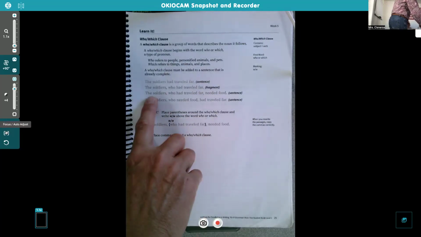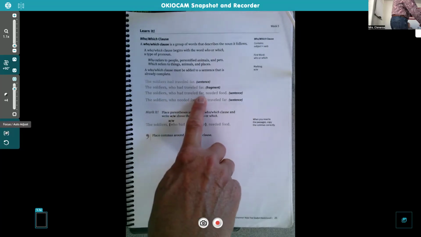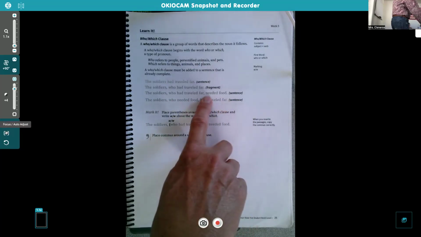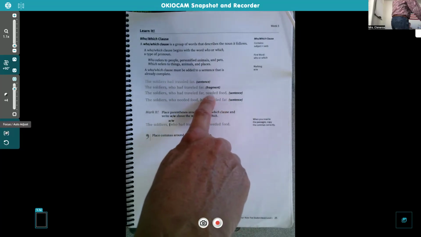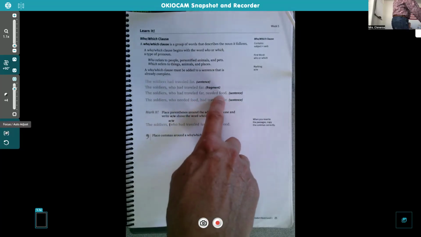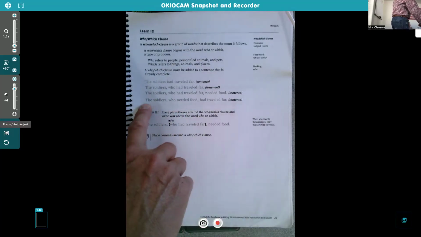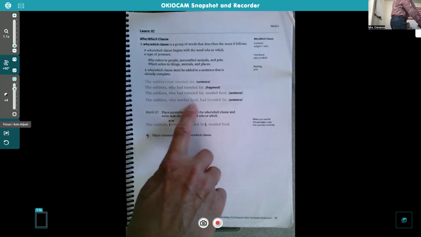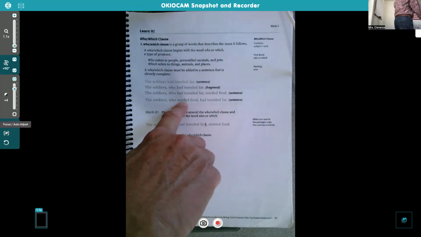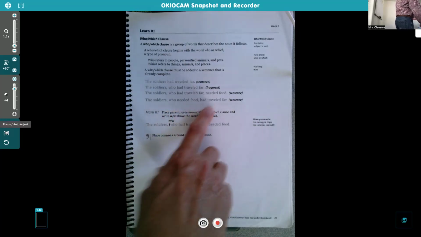But look at the next example. The soldiers who had traveled far needed food. Now that sounds a lot better. Notice the word needed is added there at the end. That's another verb, and that makes it complete. And then there's another example, just reversing those two facts: The soldiers who needed food had traveled far. It doesn't matter which way you do it, but you've got to make sure there's a verb inside the who clause or the which clause and on the outside. It has to be both places.